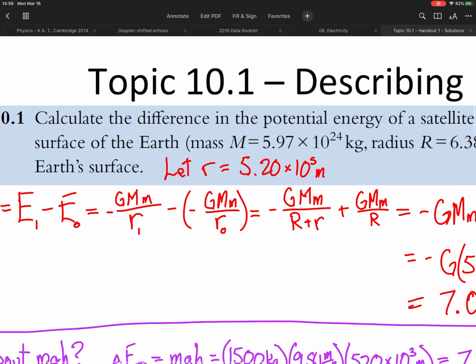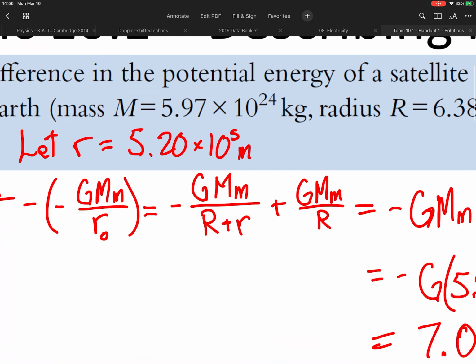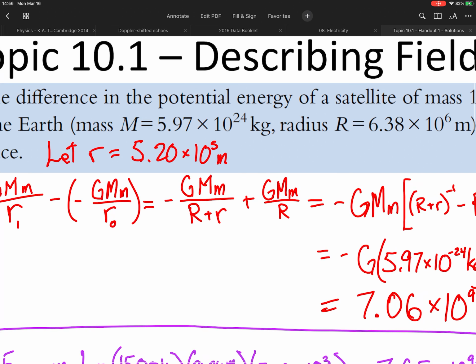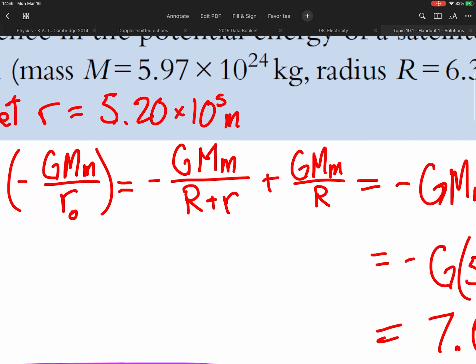Moving along here, we can see that my equation simplifies down to this. It's not really simplifying much, but that big R there is the radius of the Earth. The little r is the radius or distance above the Earth. So this part here is an important step where we add those two distances together.